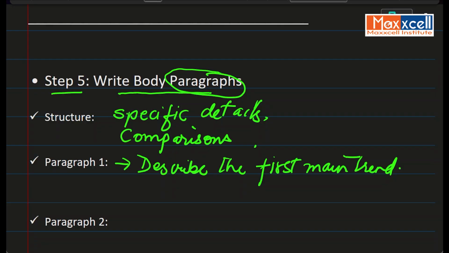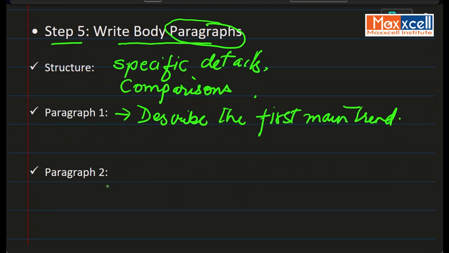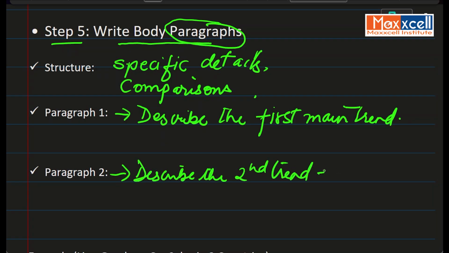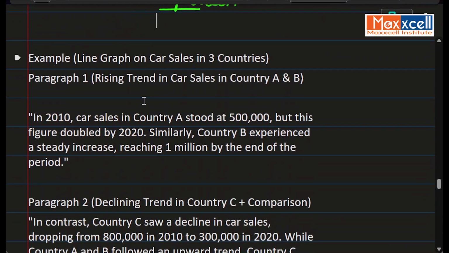And in paragraph 2 you can then describe the second trend, and you have to compare as well. So describe the second trend and then do the comparison. So in body paragraph 1, describe the first main trend, and in body paragraph 2, describe the second trend and do the comparison as well. This is what you need to understand about the structure.